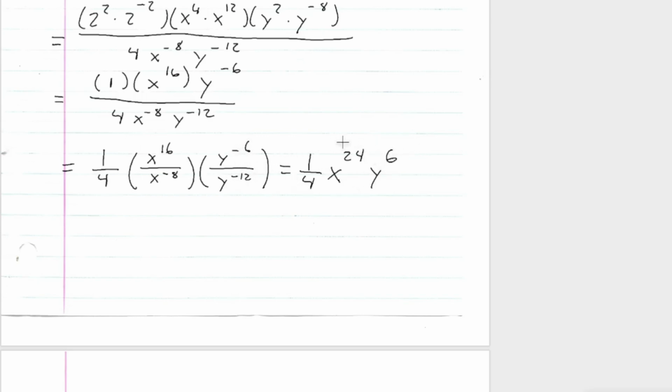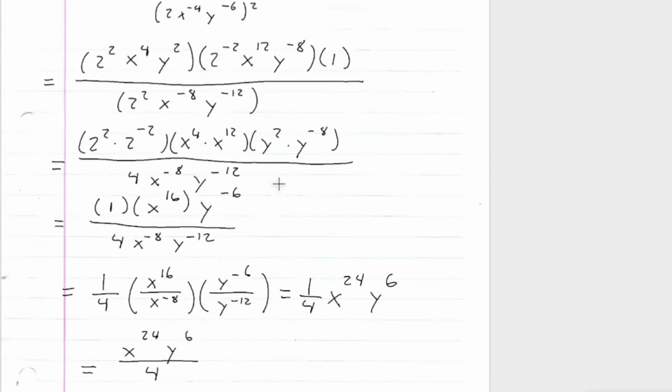So your final solution could look like this, or it could look like x to the 24, y to the 6th, all over 4. Either way, that is this exponential expression reduced.